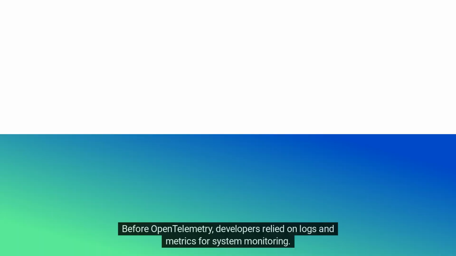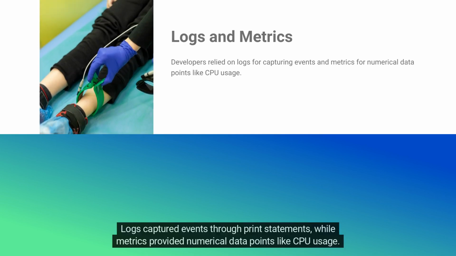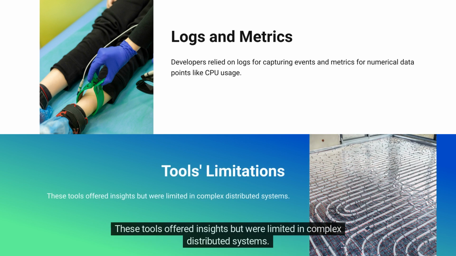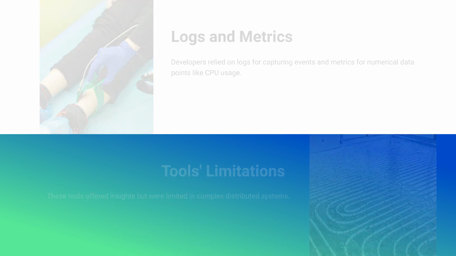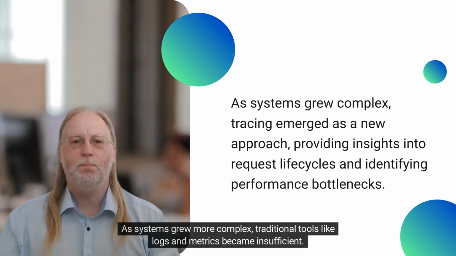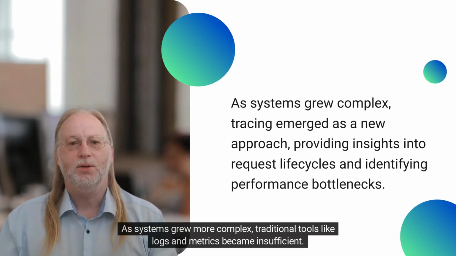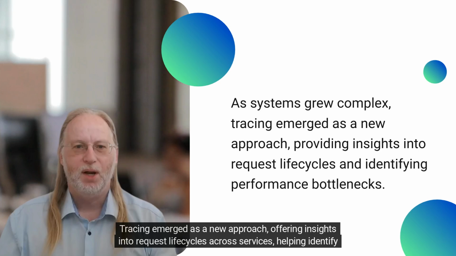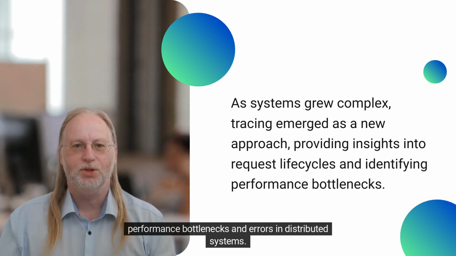Before OpenTelemetry, developers relied on logs and metrics for system monitoring. Logs captured events through print statements, while metrics provided numerical data points like CPU usage. These tools offered insights, but were limited in complex distributed systems. As systems grew more complex, traditional tools like logs and metrics became insufficient. Tracing emerged as a new approach, offering insights into request lifecycles across services, helping identify performance bottlenecks and errors in distributed systems.